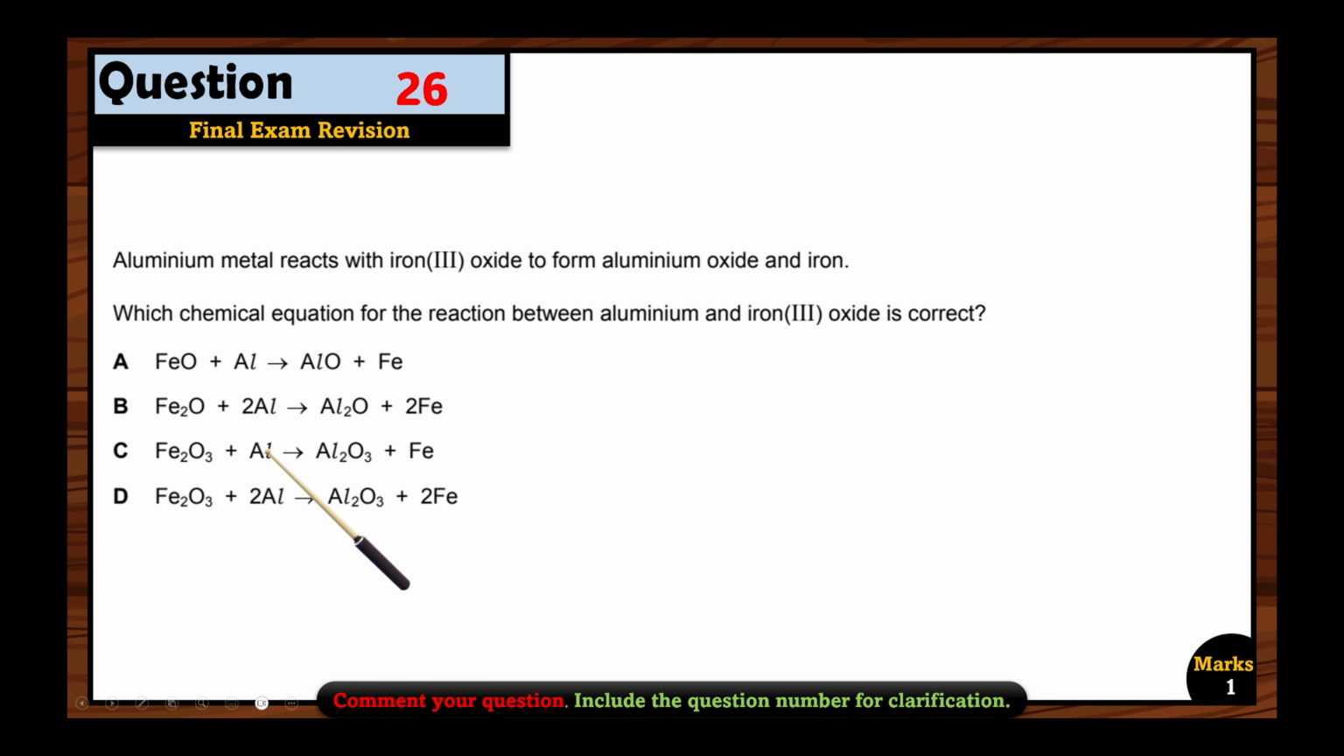So here, if you have 2 iron, here we have 1 iron. That's wrong, right? So you are left only with the option D. 2 iron, 2 iron. How many oxygen? 3 oxygen? Yes, 3 oxygen. And how many aluminium? 2 aluminium on both sides, in reactant and in product. So both the reactants and products are balanced. So option D is the right option.